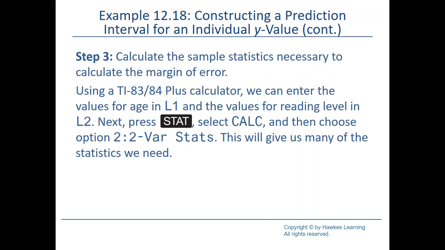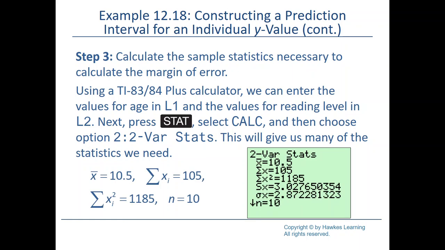So using a TI-83 or 84 graphing calculator, we can enter the ages in list 1 and the reading levels in list 2, and then we can say stat, arrow to calculate, and now you've got to be careful here. You're going to run option 2, which is a 2-var stat. This is going to give the many different things I actually need for the items here.